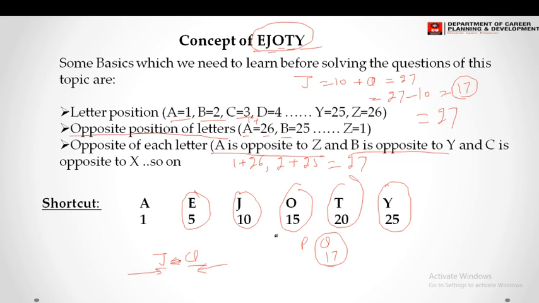Now to find the opposite of any letter, for example, find the opposite of T. 27 minus 20, because the position of T is 20, so you will get 7. 7 is G, since E is on 5, then F and G, so the answer will be G. So for coding decoding, first of all, remember this concept. This is most important: the positions of these five alphabets, then the opposite position of alphabets. These are the most important things.